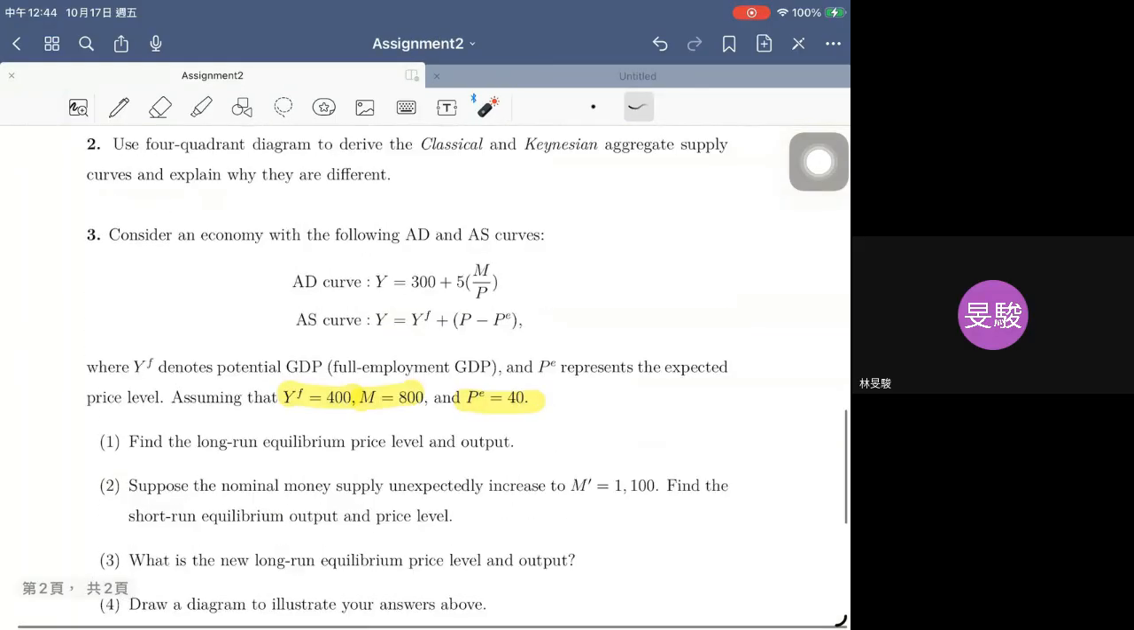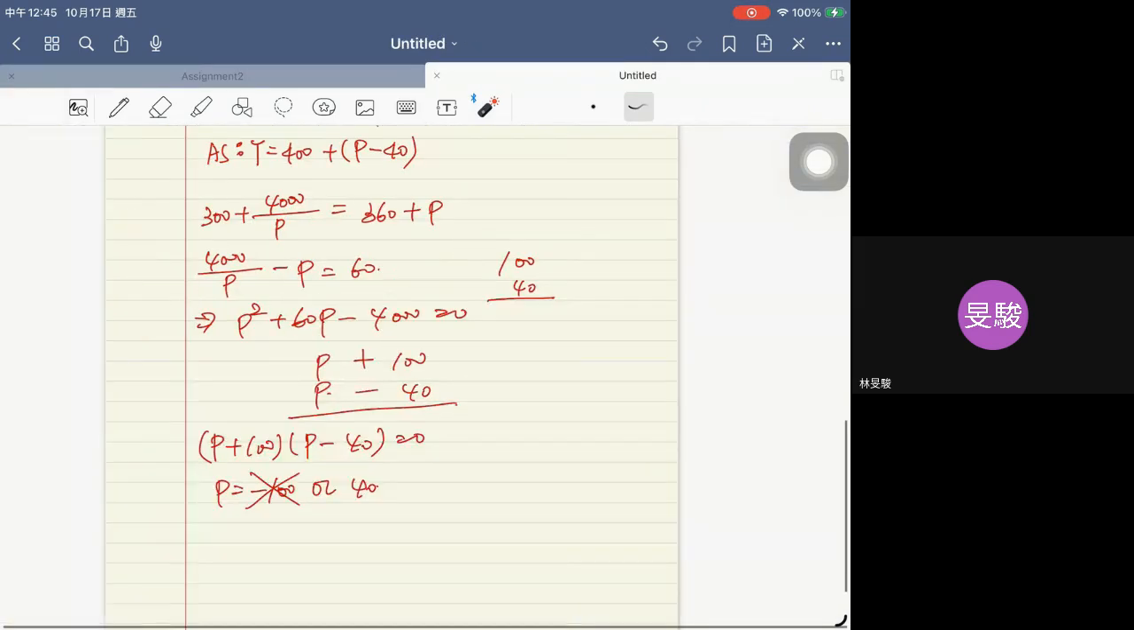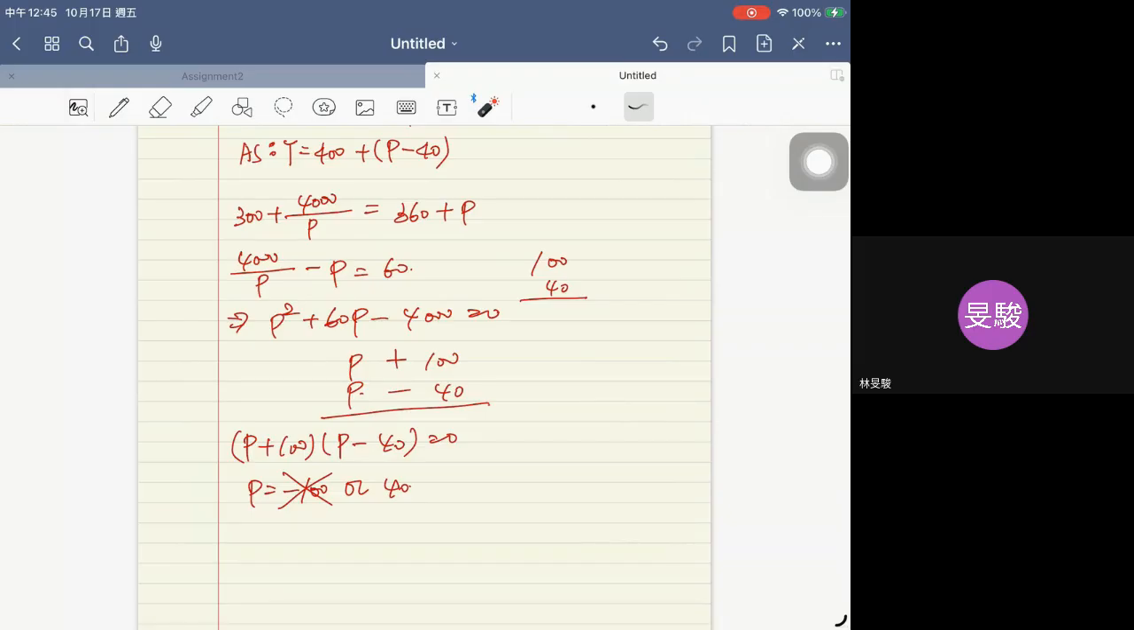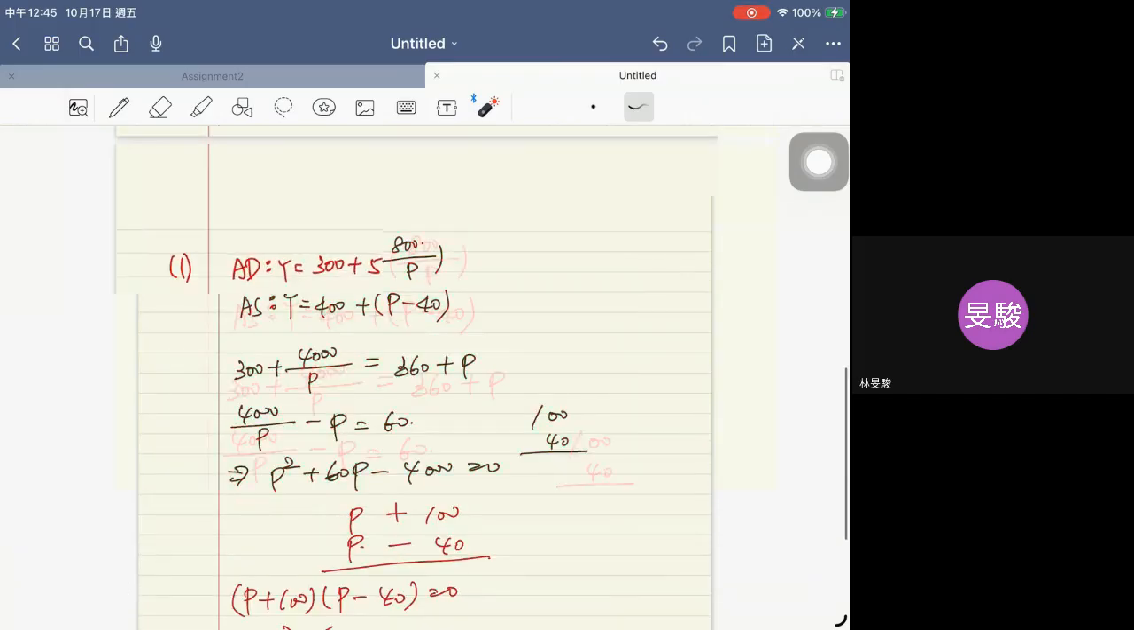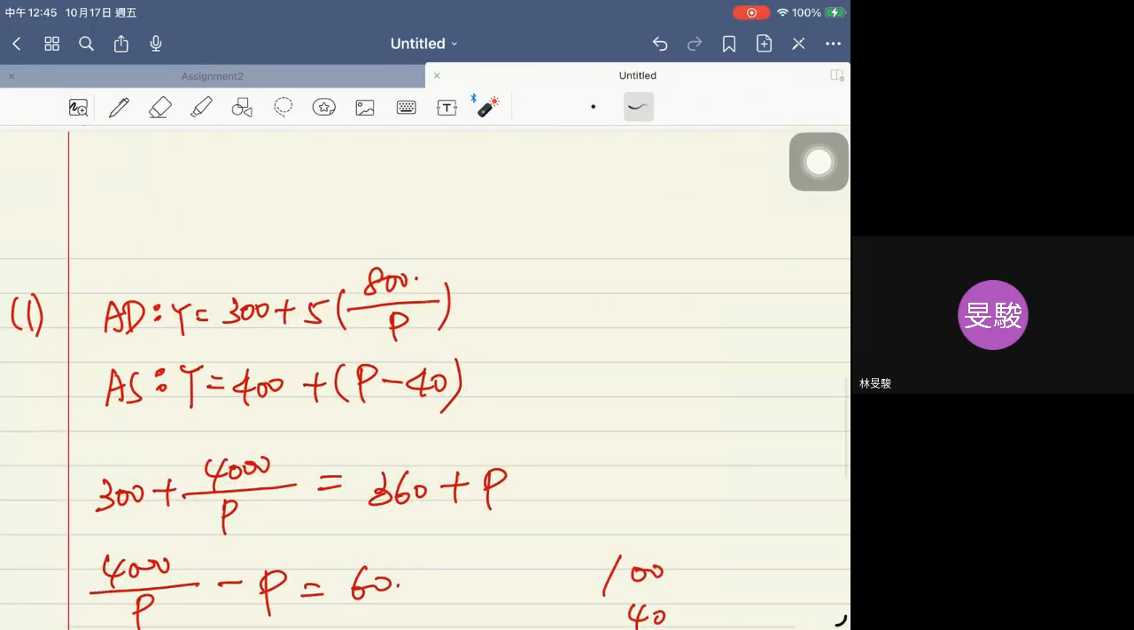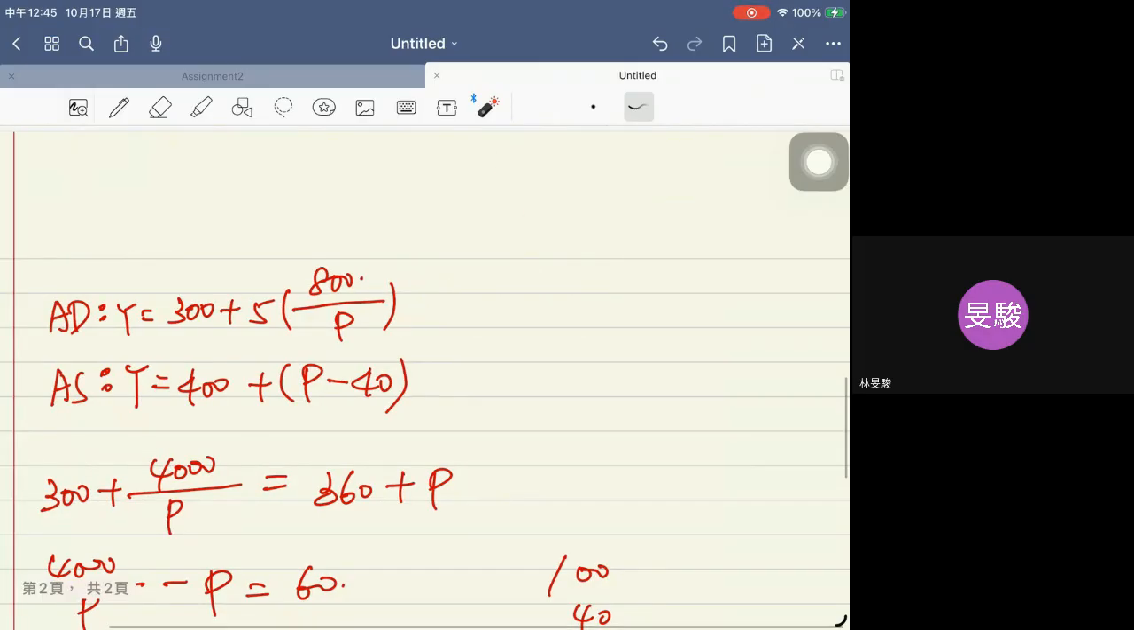Okay, the long run equilibrium price level, and we need to get the output. So we substitute this price level P to AD or AS. It's fine because it's the equilibrium, the intersection, so the value must be the same.